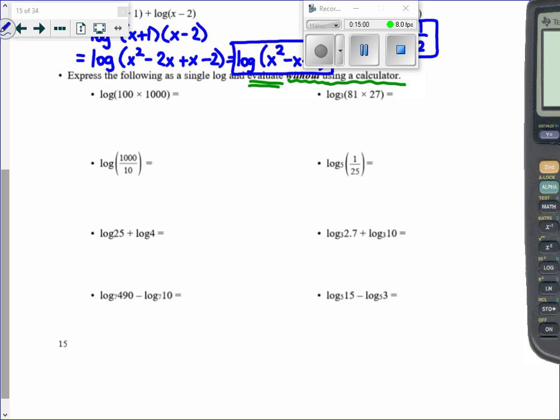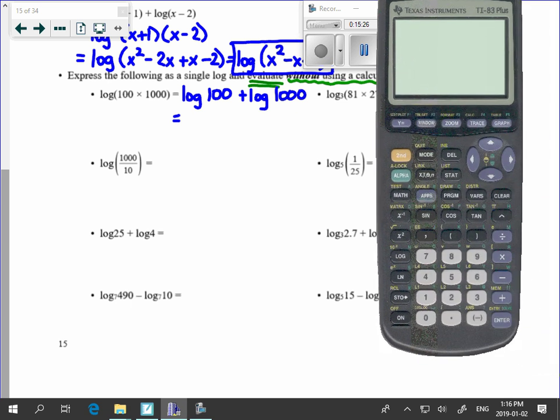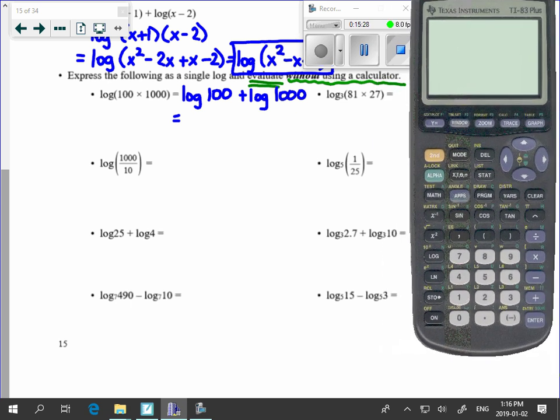Right now this is two separate logs, so I need to express this as one single log. This is the same thing as saying log in what base? Right, log in base 10. So this is log in base 10 of 100 plus log in base 10 of 1,000, right? And in my calculator, this is one that my calculator will evaluate because it's in base 10. So I don't have to plug it in an unusual way. I just need to plug it in as log 100.